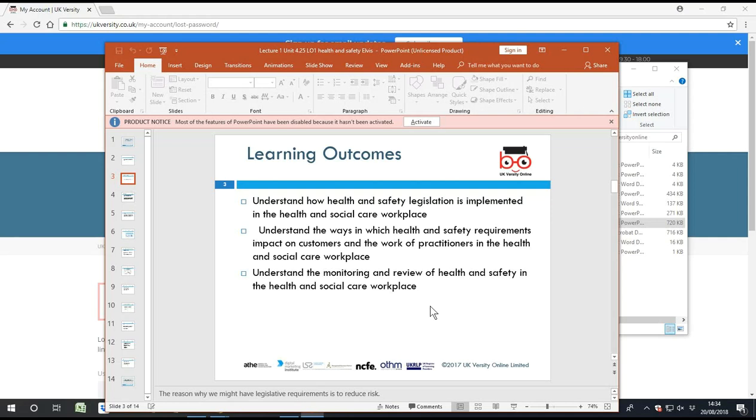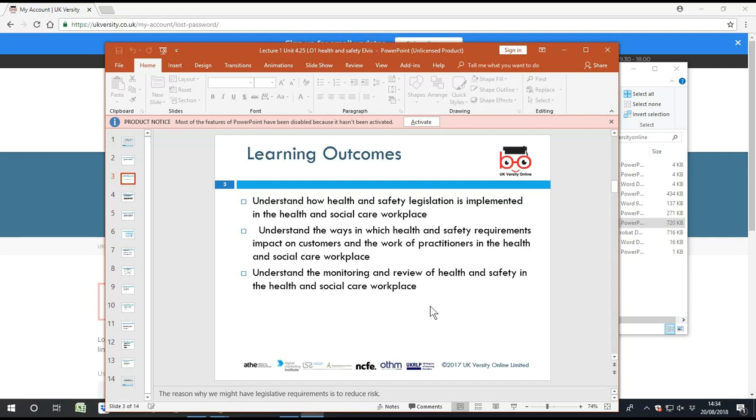Number two, we need to understand ways in which the health and safety requirements impact on customers and the work of practitioners in the health and social care workplace. In terms of customers, we are dealing with a patient or resident in the health and social care place. In terms of practitioners, we are talking in terms of all health and social care workers. And as I said earlier, it could be carers, nurses, and doctors. They are all practitioners, right?